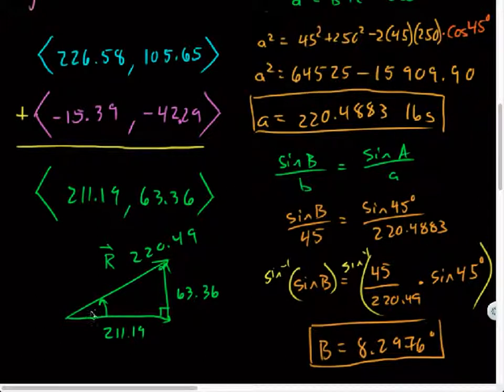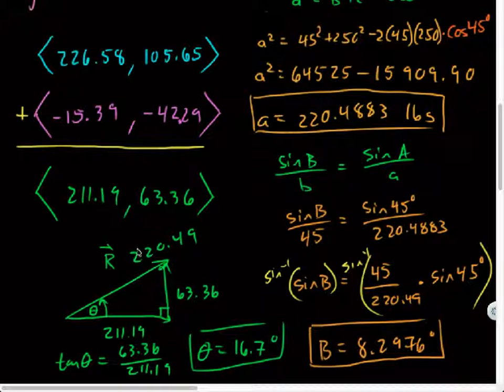And how could I find this angle theta? This is a right angle, so I could just use tangent. Tan theta is equal to opposite over adjacent, so 63.36 over 211.19. So theta is going to be the tan inverse of that ratio, 63.36 divided by 211.19, close parentheses, and I get, ready for this, 16.699 repeating degrees, or 16.7 degrees. Is that familiar? Is that right?